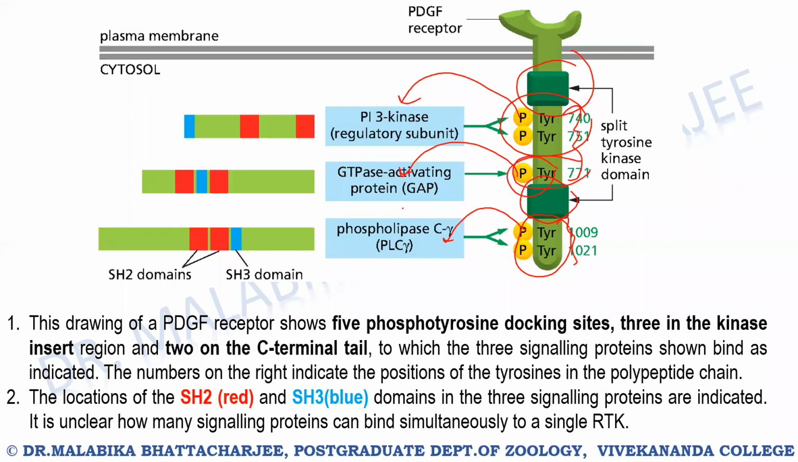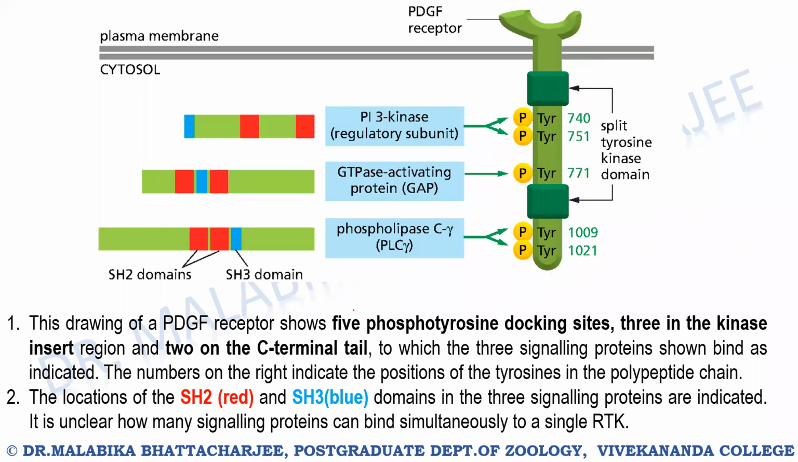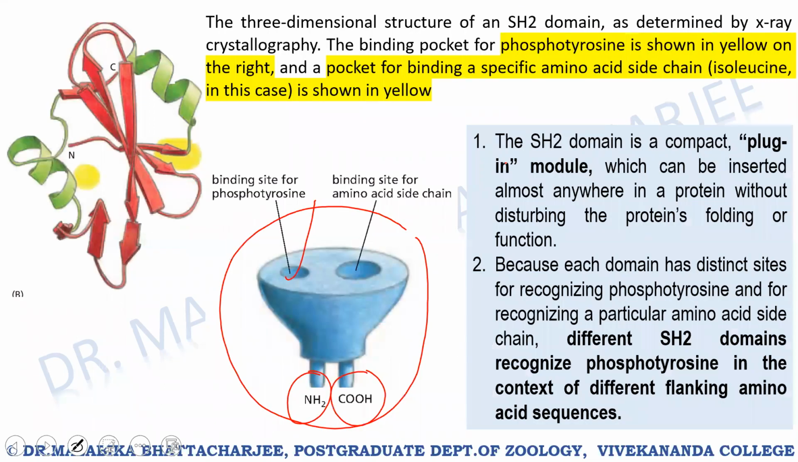So it can bind with the phosphotyrosines. There are two plugs, as you can see. So on one side they can bind with the phosphotyrosine binding site, and the other is the binding site for the amino acid side chain. So it looks like a compact plug which can be inserted anywhere in a protein without disturbing the protein's folding or function.